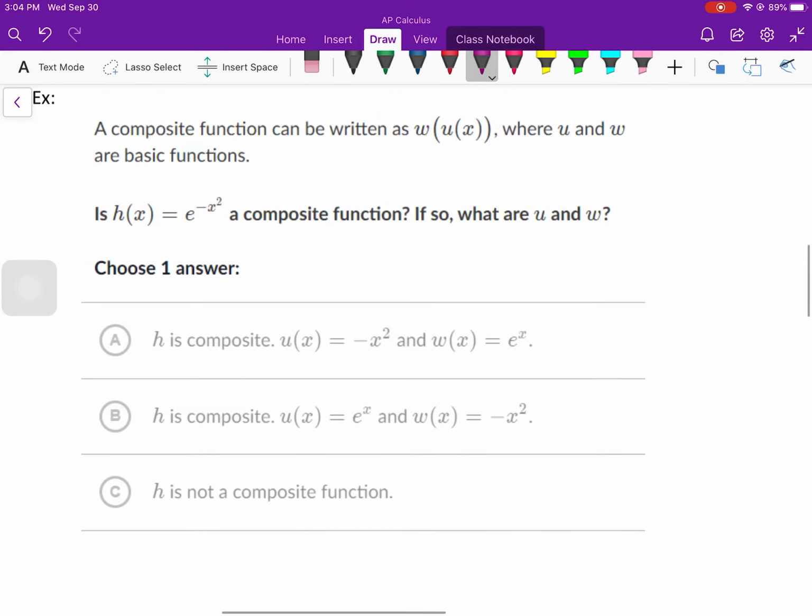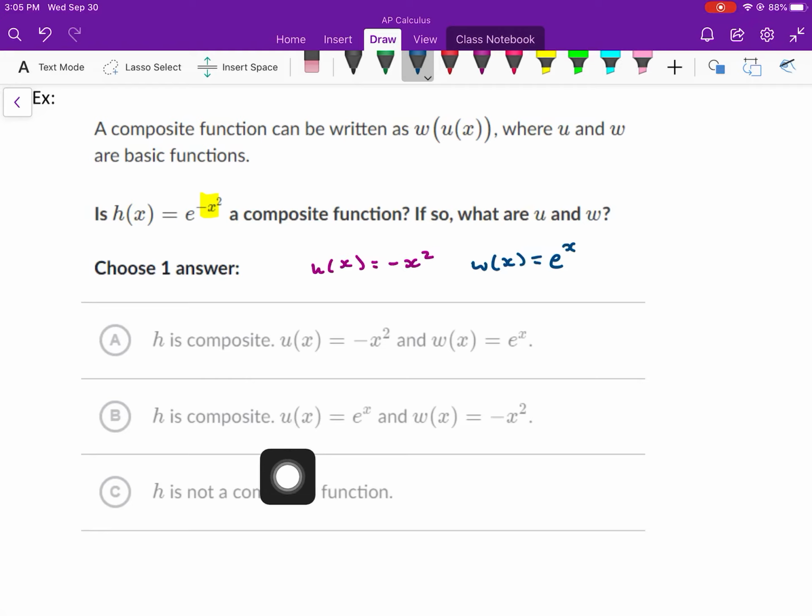Last, we see e to the negative x squared. Well, the inside function is actually the exponent. If you think of the exponential function e to the x, this is the inner function. Whatever is here is going to be the inner function. So our u will be negative x squared, and our w, the outside function, is e to the x, e to the u. So u is the negative x squared, and w is the e to the x.